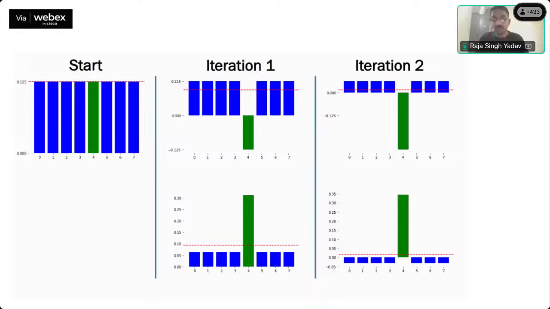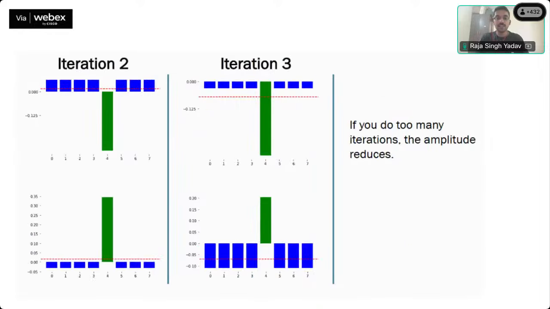Its amplitude got increased, and the rest of the elements' amplitudes decreased. Now, if I perform one more iteration, same again, this will flip it back. That means again apply the negative phase, and this time increase its amplitude again, and the amplitude of the rest of the elements will shrink again. So within just two iterations for a 3 qubit system, where you have 8 elements, I'm able to find my marked element with a very good probability. And what happens if I do one more iteration? So this is a perfect case here.